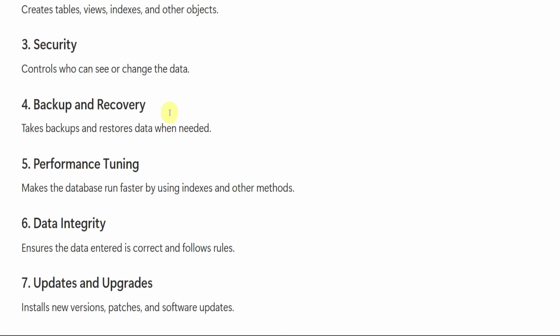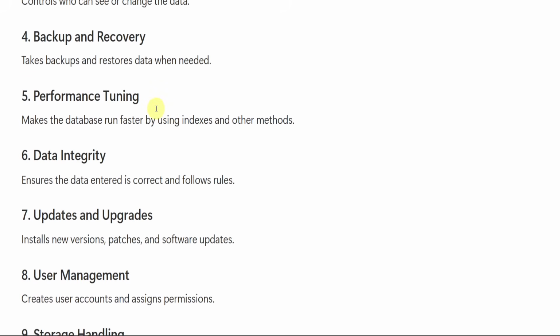Backup and recovery. The DBA takes regular backups of the database. Like if the system crashes or data is lost, the DBA restores the data from backup. बैकअप रिकवरी कर लेते रहते हैं लोग। बैकअप रिकवरी नहीं करे तो क्या होता, डेटा अगर चले गया तो फिर वापस नहीं आता, करोड़ों का नुकसान हो जाता। Then we have performance tuning.